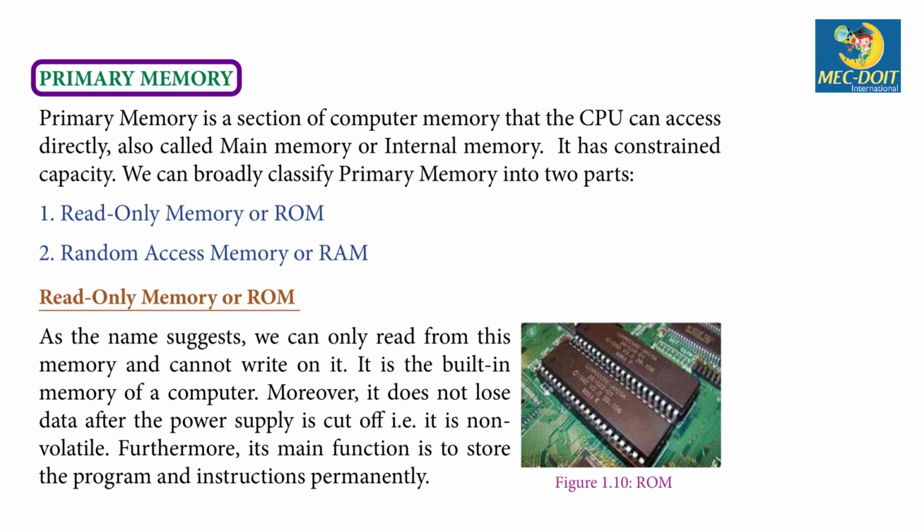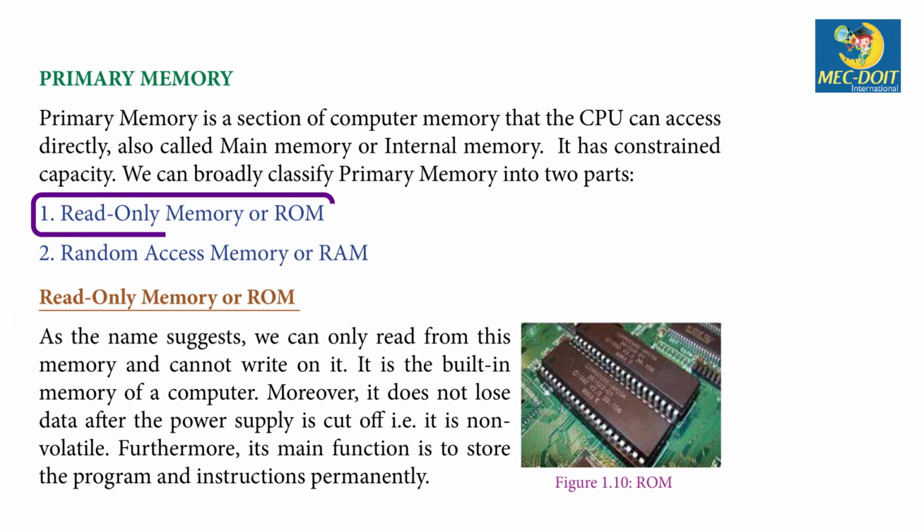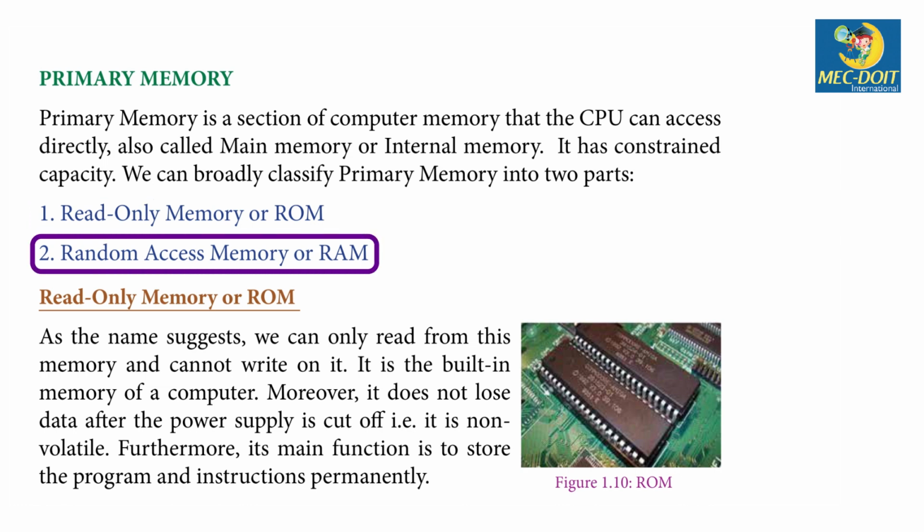Primary memory. Primary memory is a section of computer memory that the CPU can access directly. It is also called main memory or internal memory. It has constrained capacity. We can broadly classify primary memory into two parts: 1. Read-only memory or ROM. 2. Random access memory or RAM.